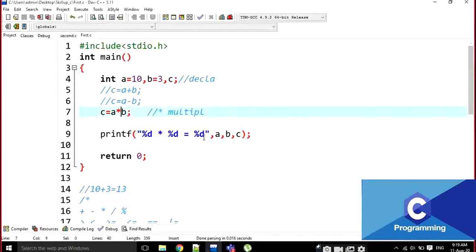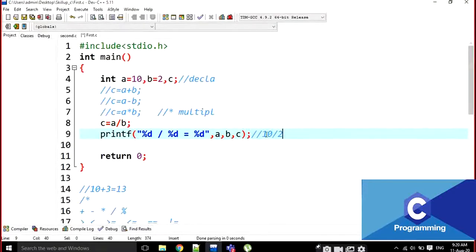Then the next one is this. I think addition, subtraction, and multiplication are very clear. Now I am going to give the division operator here. C is equal to A by B. This is the division operator. Can anyone guess here? For example, I am going to write slash. This is 10 by 2. I am going to change B to the value 2 here. What is 10 by 2?